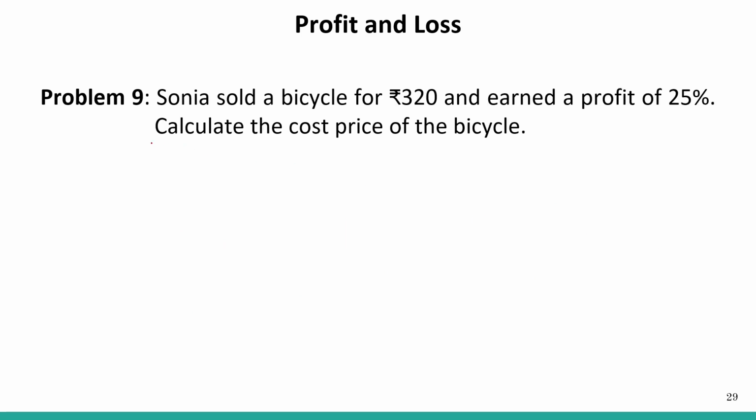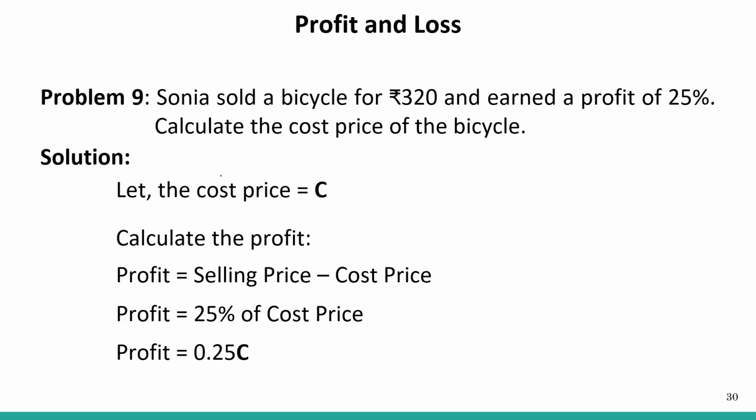Okay, so let's see problem number 9. So Sonia sold a bicycle for 320 rupees and earned a profit of 25%. So calculate the cost price of the bicycle. Okay, so let the cost price be C. So calculate the profit. So profit is equal to selling price minus cost price. So profit is equal to 25% of cost price. So profit is equal to 0.25 C.